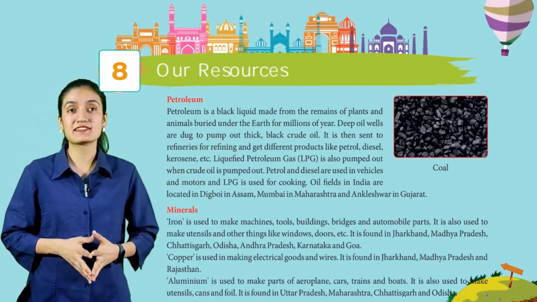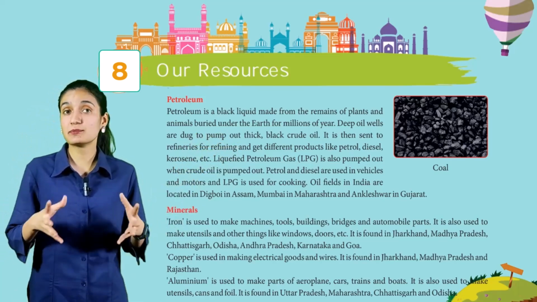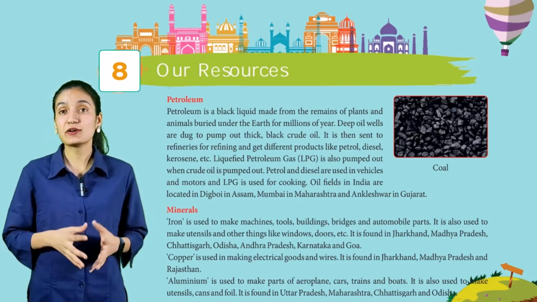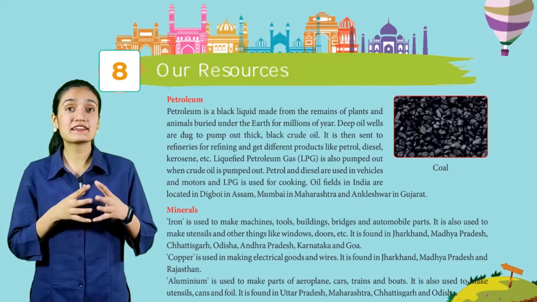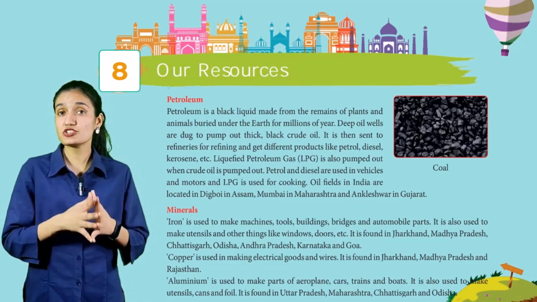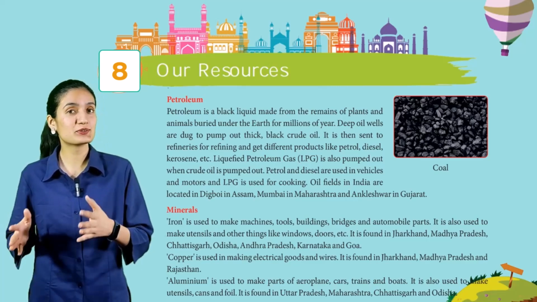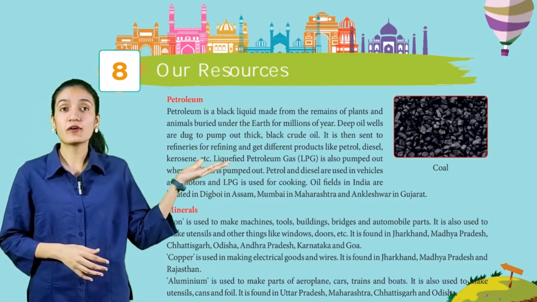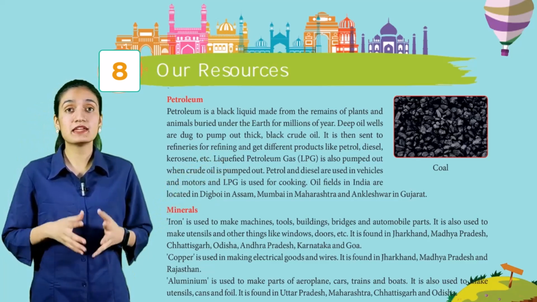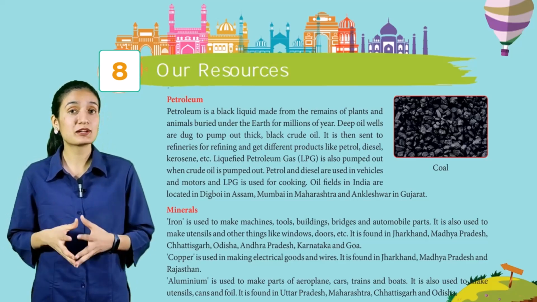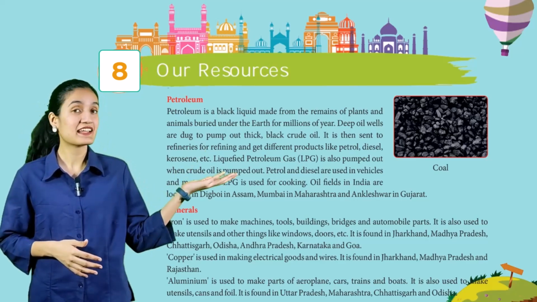Next is minerals. Iron is used to make machines, tools, buildings, bridges and automobile parts. It is also used to make utensils and other things like windows, doors, etc. It is found in Jharkhand, Madhya Pradesh, Chhattisgarh, Odisha, Andhra Pradesh, Karnataka and Goa. Copper is used in making electrical goods and wires. It is found in Jharkhand, Madhya Pradesh and Rajasthan.